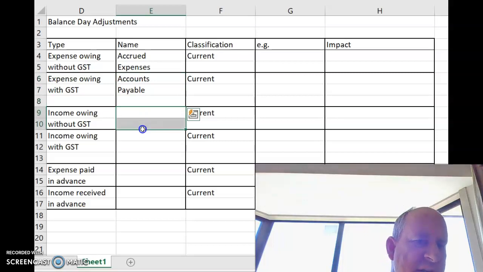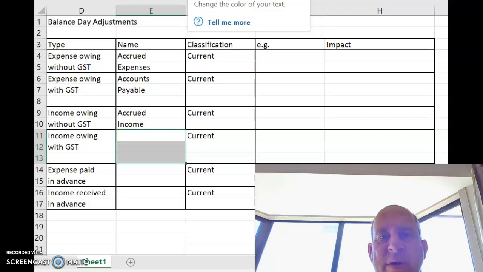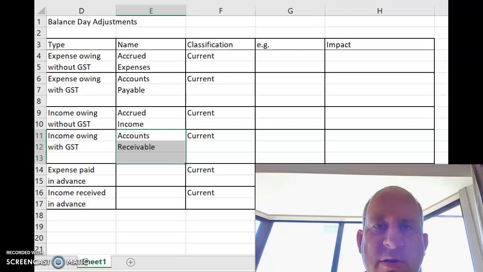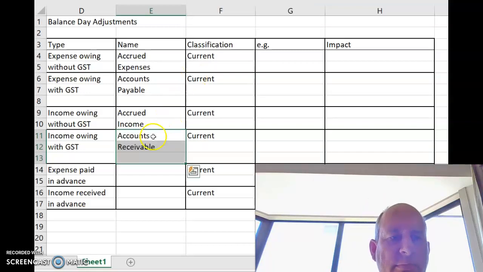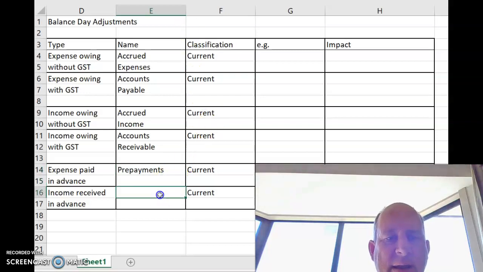Income owing without GST, so that's again going to be accrued. Write that one in. Income owing with GST, so that's going to be accounts. And because it's income, it's owing to us. So that's accounts receivable. Expense paid in advance, see if you can remember. Shout it out. Hopefully you got prepayments. Income in advance. Shout it out. Income in advance, good.